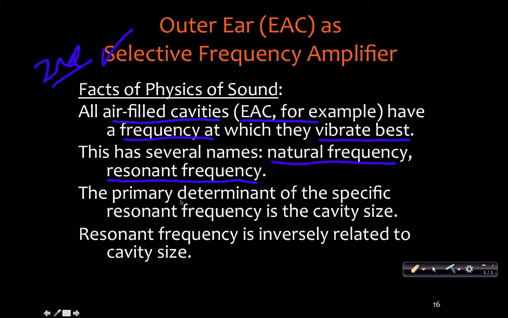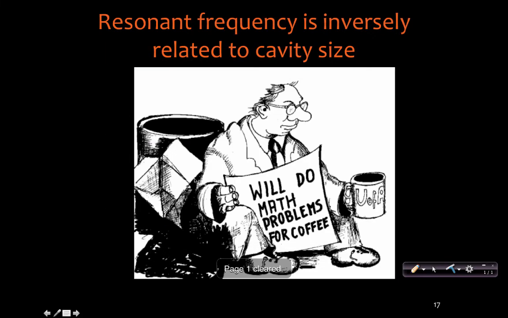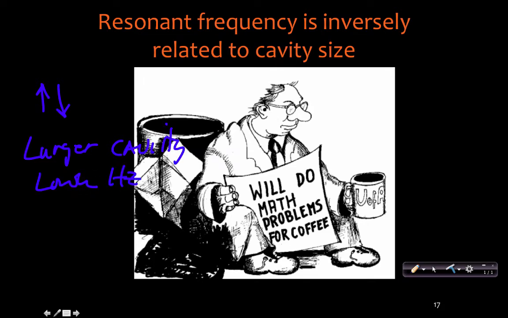The determinant of the specific frequency, whatever the frequency is, happens to be cavity size. There are other factors too. The cross-sectional diameter is another one, but primarily we can just think of this as the cavity size. And as it turns out, the resonant frequency is inversely related to cavity size. So as cavity size goes up, the resonant frequency goes down. So the larger the cavity of the EAC, the lower the frequency of resonance. Everybody got that? And again, the smaller the cavity, the higher the frequency of resonance.